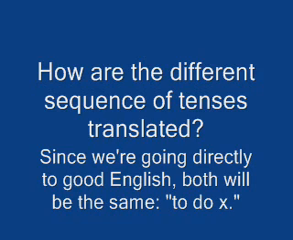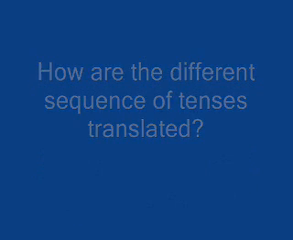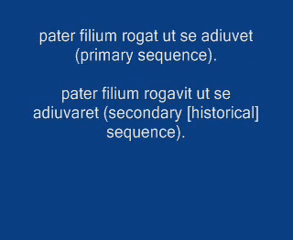Well, now with indirect commands, since I'm asking you to go directly to good English, your translation will be the same, like it was with your good English translations before, in both the primary sequence and the secondary sequence. That is, with a present tense main verb followed by a present subjunctive, or a past tense main verb followed by an imperfect subjunctive. Both will be translated as to plus the verb. So look toward the middle of the page.